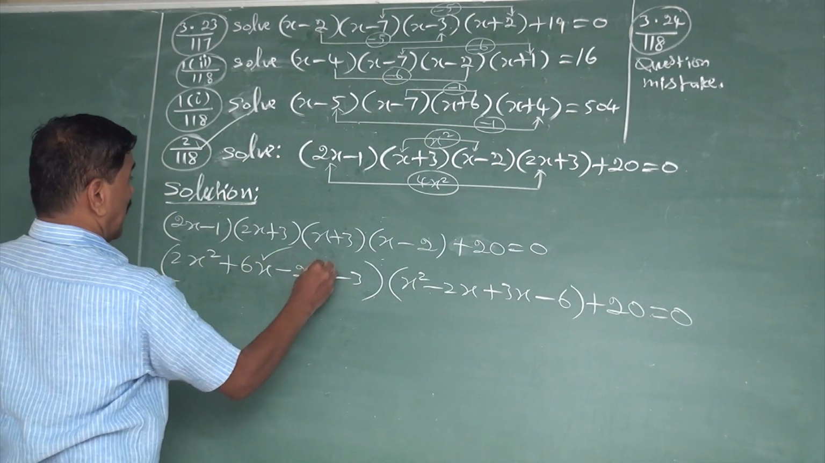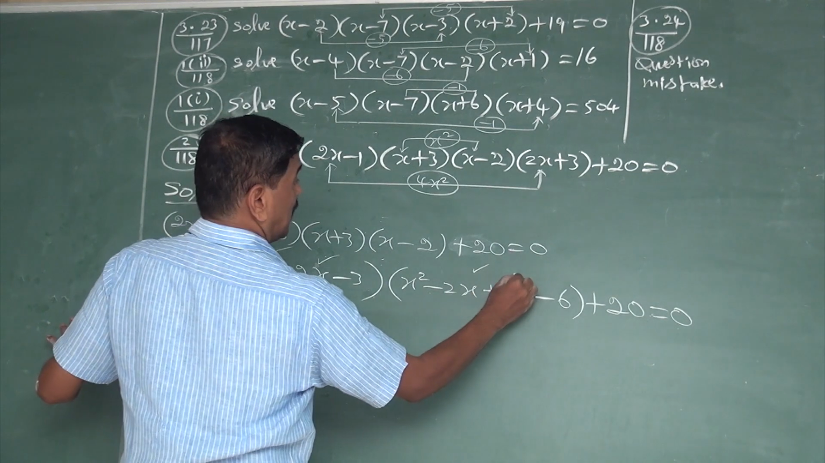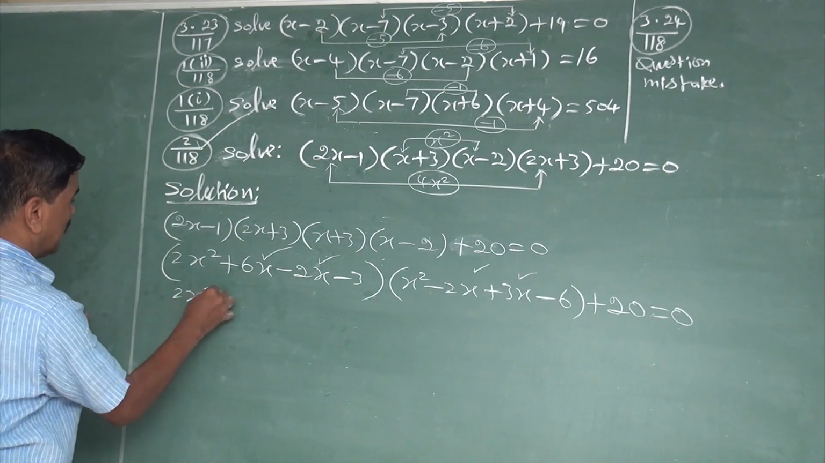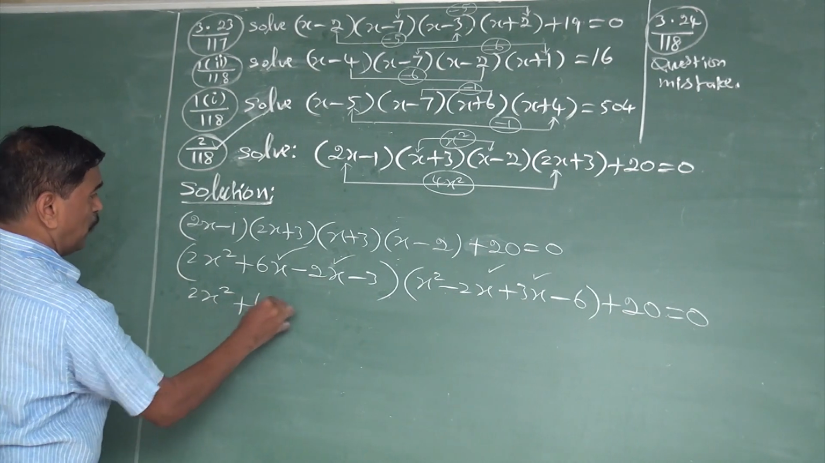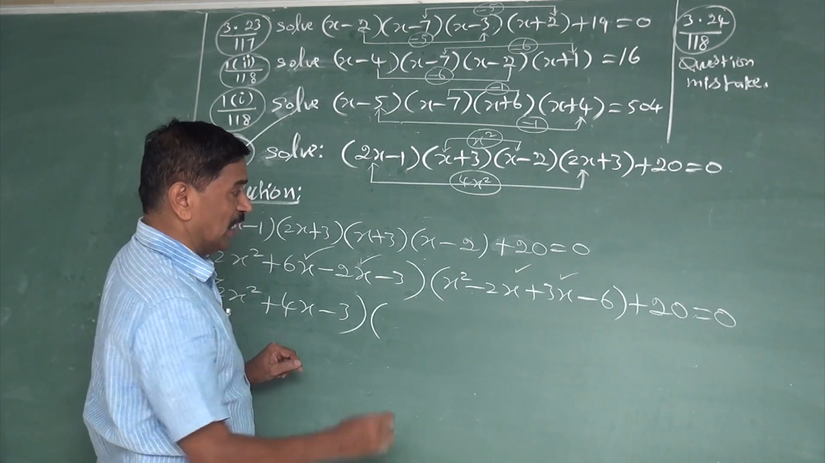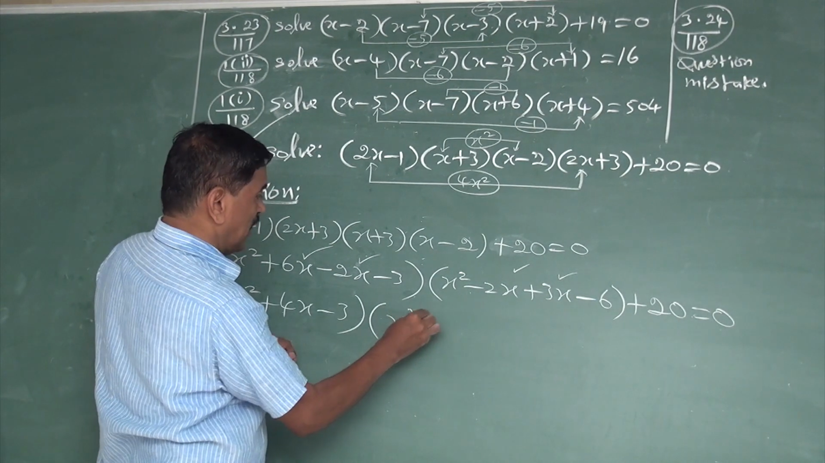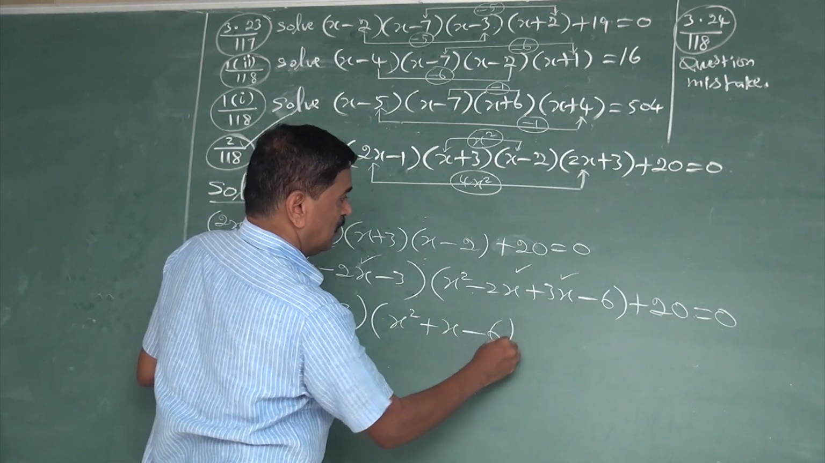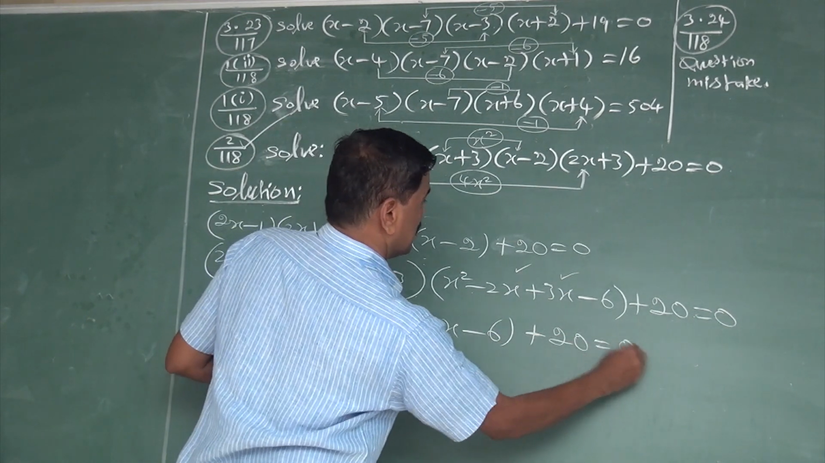Like terms. Identify the like terms. X, x. And here, like terms. Want to identify. What is the first bracket, please? Very good. 2x square. Here, 4x minus 3 into, good, x square plus x. So, x square plus x minus 6 plus 20, which is equal to 0.